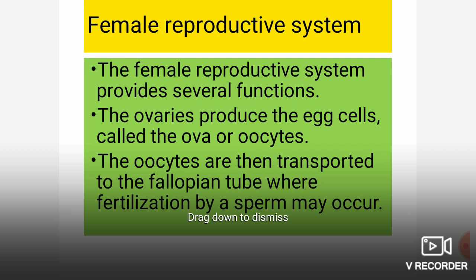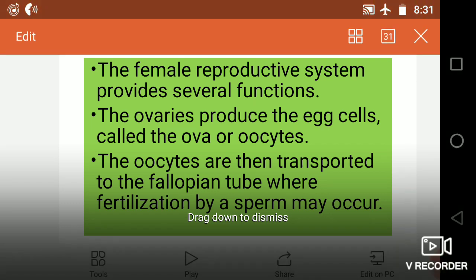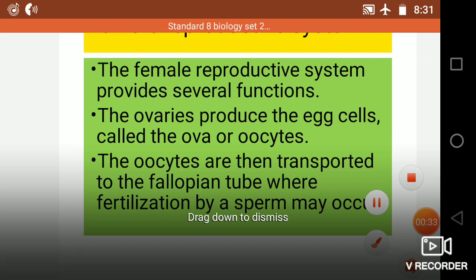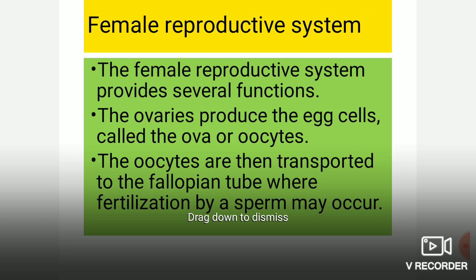Female reproductive system. The female reproductive system provides several functions. The ovary produces the egg called the ovum or oocyte. This egg contains a haploid number of chromosomes, so this is the female gamete produced by the ovary. The ovary produces one egg in every alternate month.